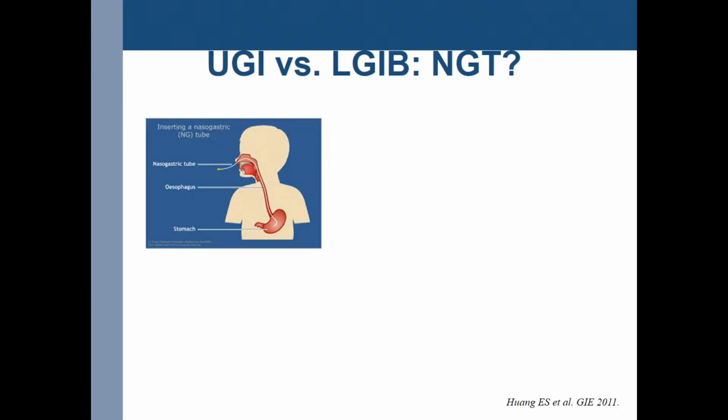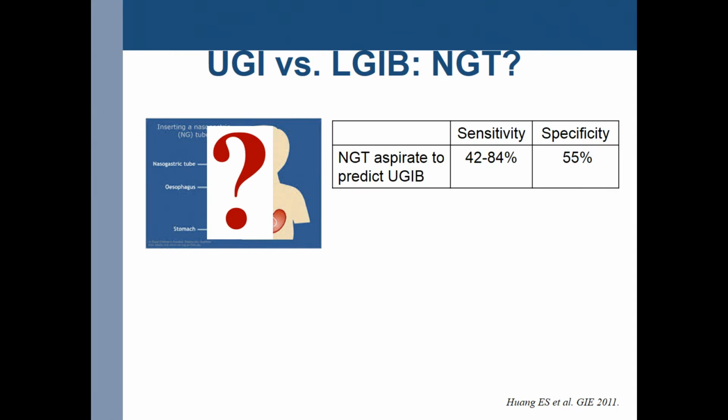Now, a question that comes up fairly frequently is, should we drop an NG tube to look and see if this might be an upper GI source rather than a lower GI source? So should we be doing that? Patients hate it, but is it actually helpful? Well, when you look at this, you see that the sensitivity of the NG tube aspirate in being able to predict if somebody's having upper GI bleed ranges widely from 42 to 84%, and it's only 55% specific.